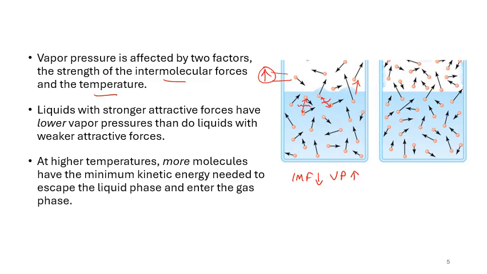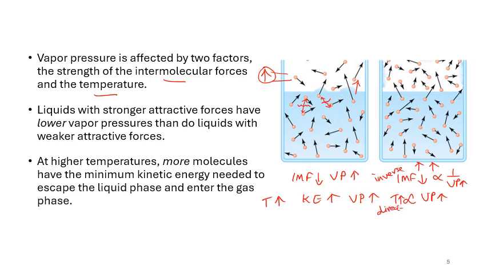And what happens when you heat the container? If you heat the container, the kinetic energy of the particles goes up when the temperature goes up, correct? So it is easy to escape from the liquid to the gaseous phase, and the vapor pressure goes up. You can see that this is directly proportional: when temperature increases, the vapor pressure increases. Whereas when the IMF decreases, the vapor pressure increases. That is an inverse proportion, and this is a direct proportion.